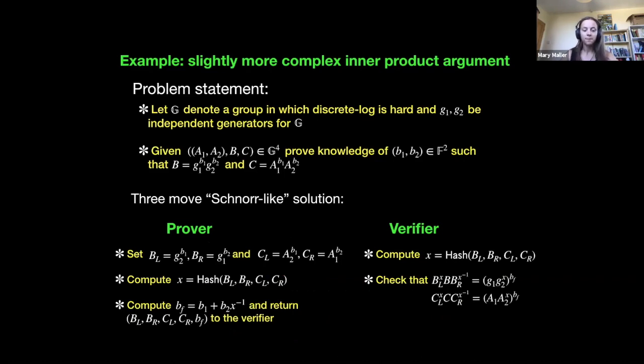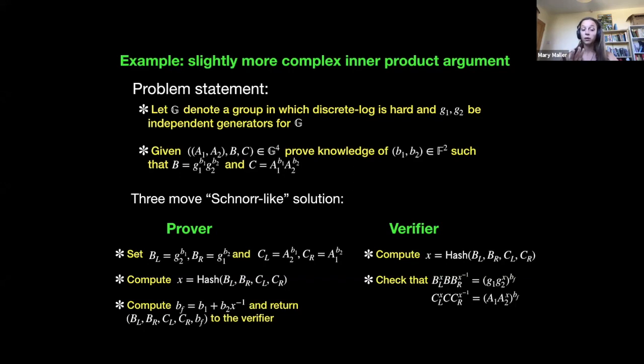So specifically, the prover is going to send 4 group elements in the first message. And these group elements are going to be related to the generators and the exponents b1 and b2. So BL is going to be equal to G2 to the power of b1, BR is going to be equal to G1 to the power of b2, CL is going to be equal to A2 to the power of b1, and CR is going to be equal to A1 to the power of b2.